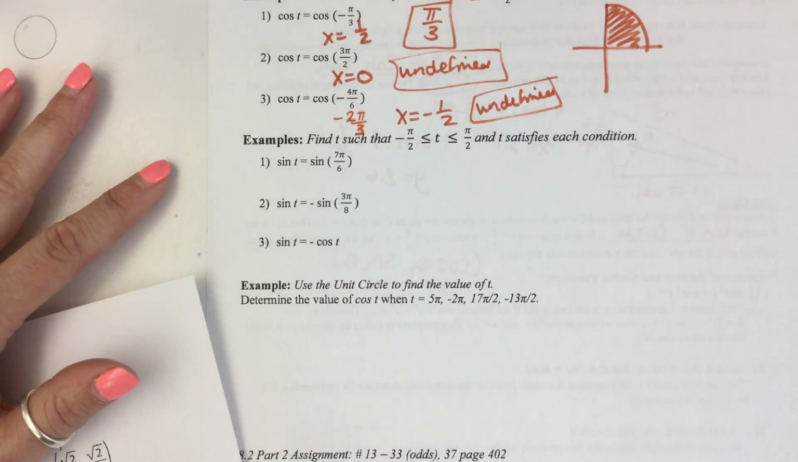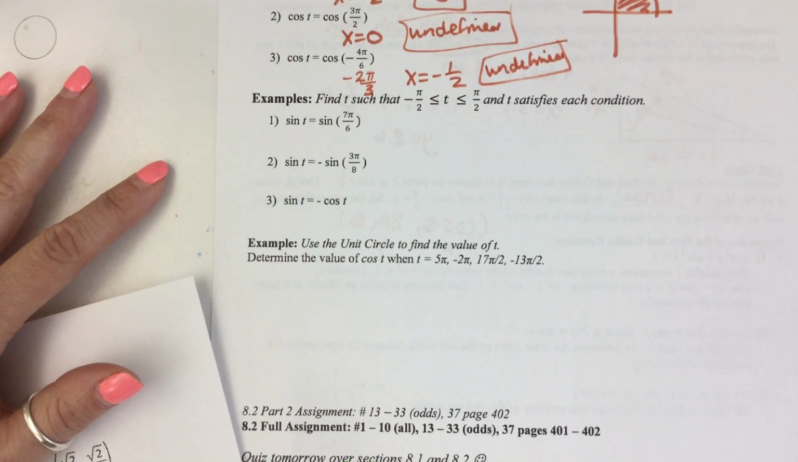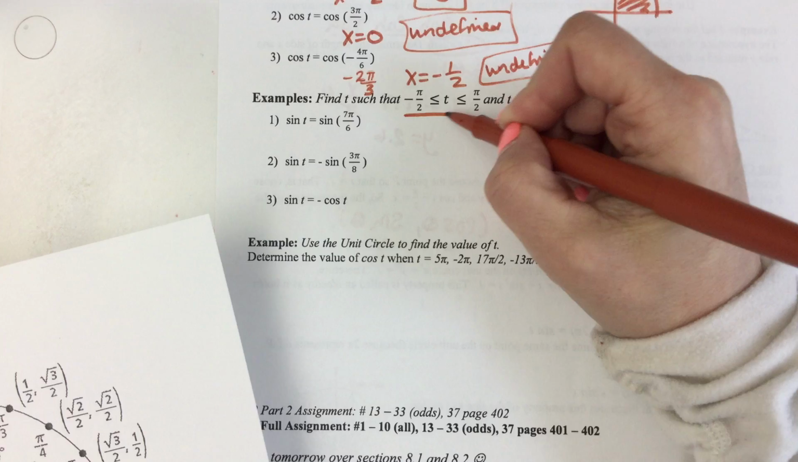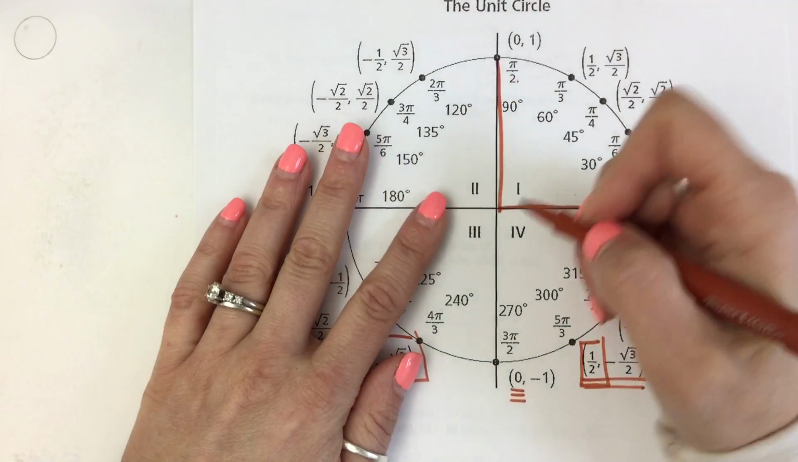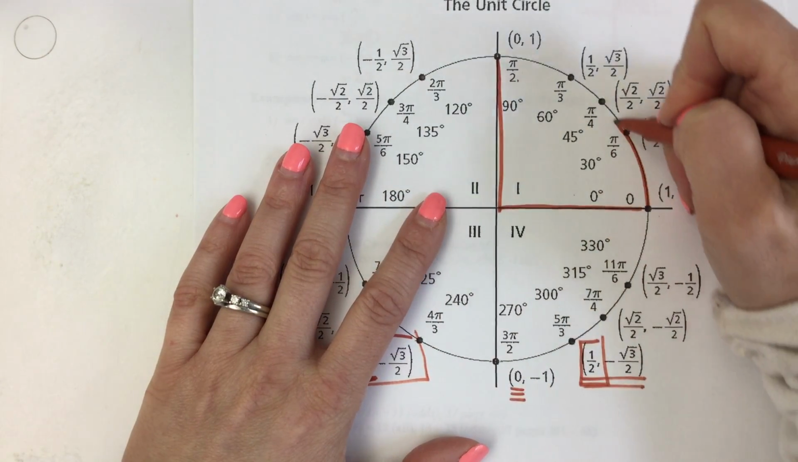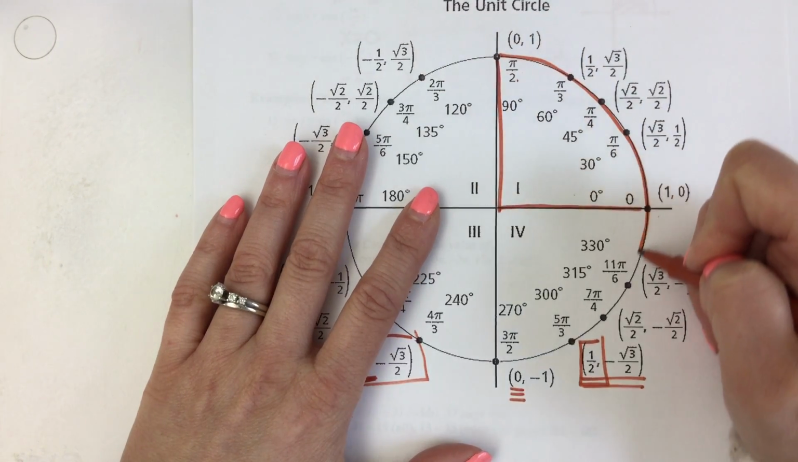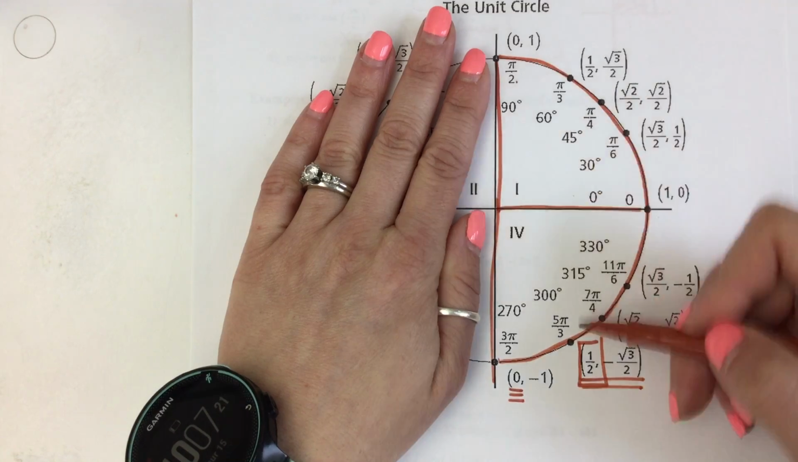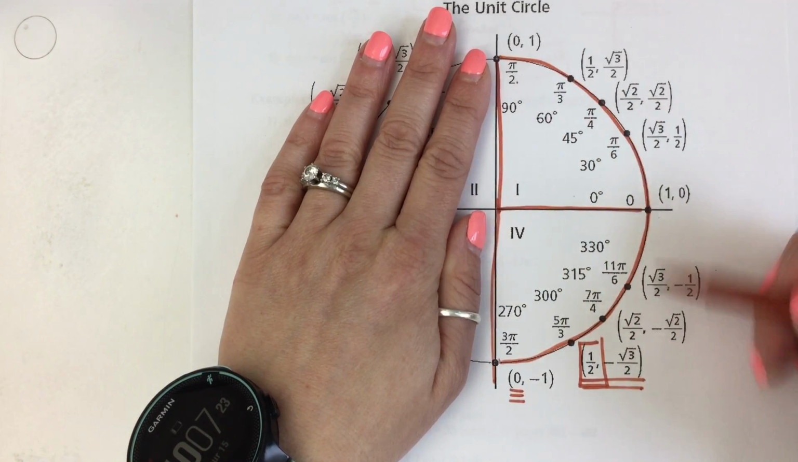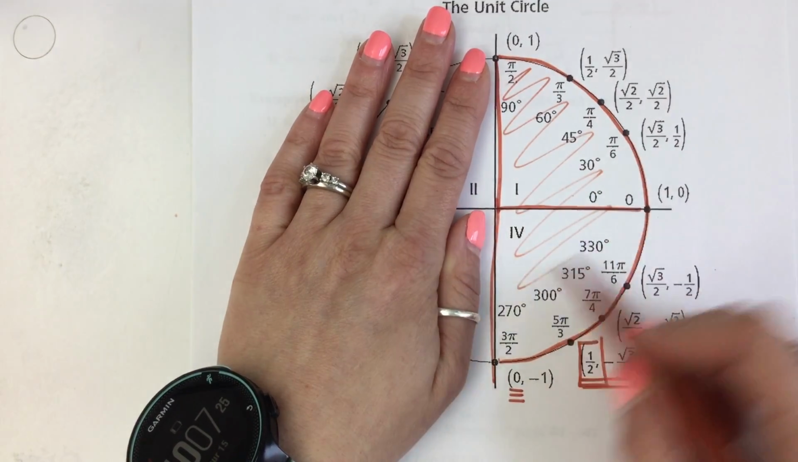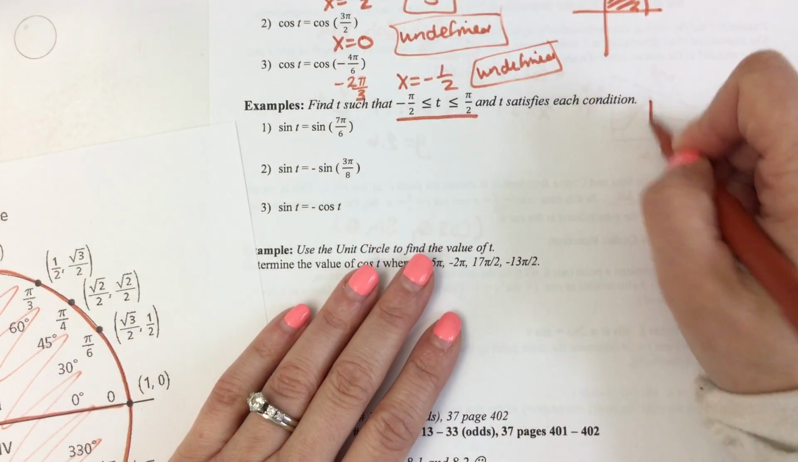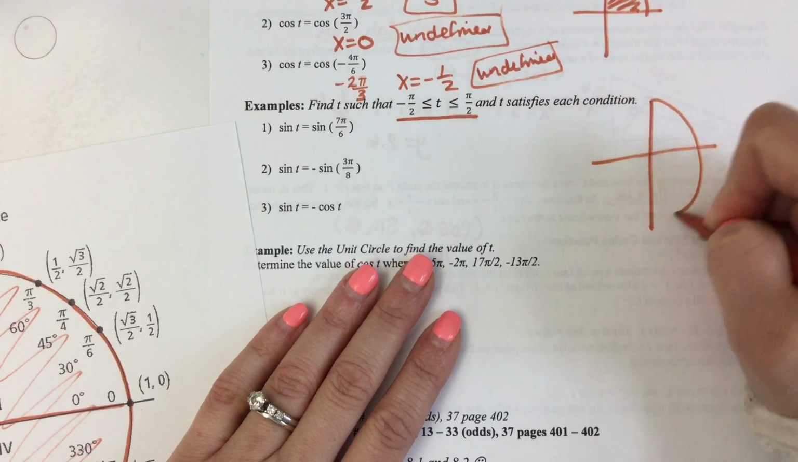Now we're going to go ahead and look at y's. So y is the sine. We're going from negative pi over 2 to pi over 2. So this time I can go upwards to pi over 2 and I can go downwards to pi over 2. So my restricted domain, I have to stay within this region. So I have to be looking at only quadrant 1 and quadrant 4. Okay, so that's what the restricted domain is.